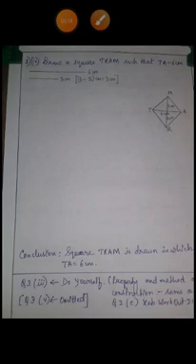So the diagonal of the square is given, and let us recall the property of the square. In a square, all the sides are of equal length, this we know. The vertex angles are of 90 degrees, this also we know. And another thing is that the diagonals of the square bisect each other and they are of equal length.